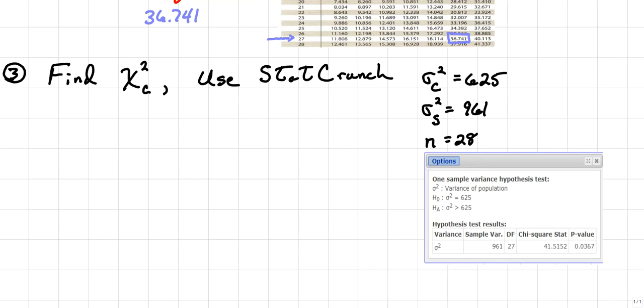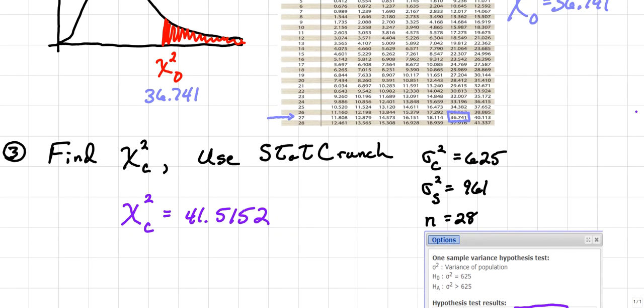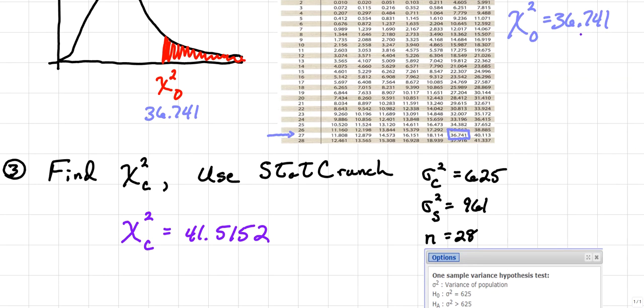this problem. So looking at this, we see that using StatCrunch, the chi-square statistic is calculated to be 41.5152. So chi-squared calculated is 41.5152. And if we go back and look at this very carefully, we know that the chi-squared that we generated from the table is 36.741, which means that this 41 is firmly in the rejection region.